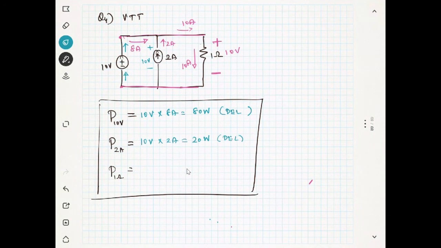Okay. Now, another one, it is 10 volt multiplied by 10 ampere. So it is 100 watts. So the resistance is absorbing. Usually the resistance will always be absorbing. It cannot deliver any power, that you know, right?